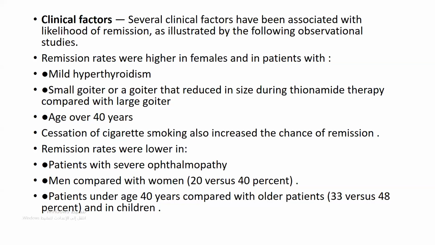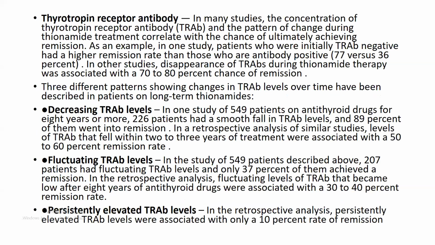Age over 40 years and cessation of cigarette smoking also increased the chance of remission. Remission rates were lower in patients with severe ophthalmopathy, and in men compared with women, 20 versus 40%, and in patients under the age of 40 years compared with the older population.